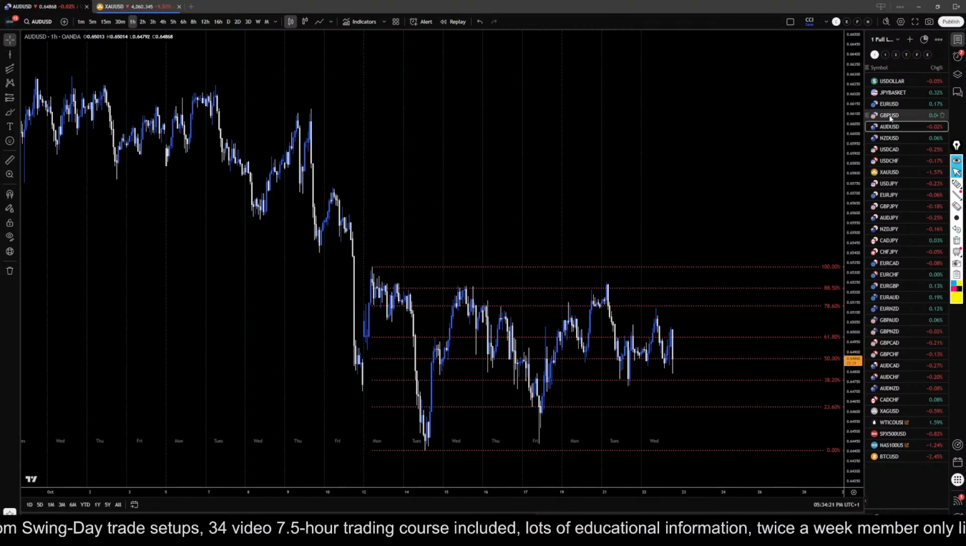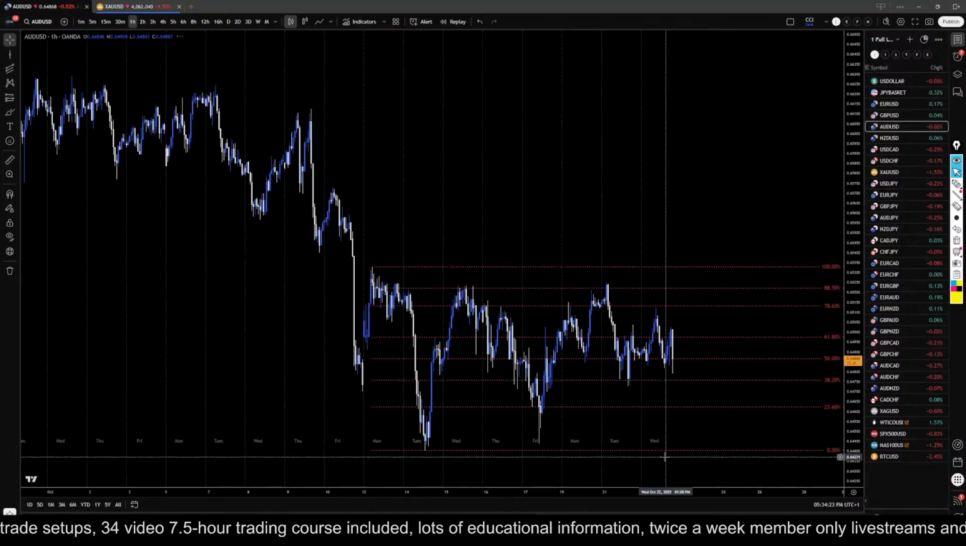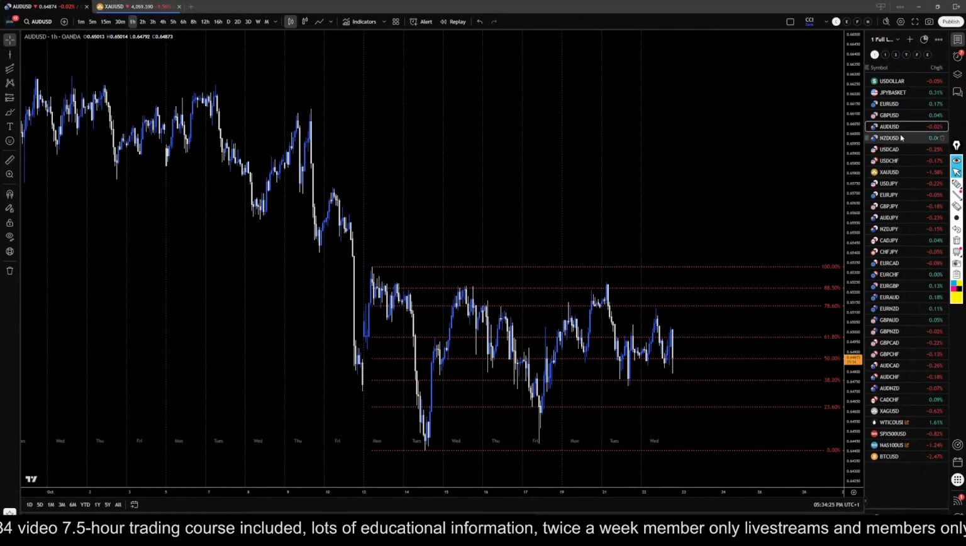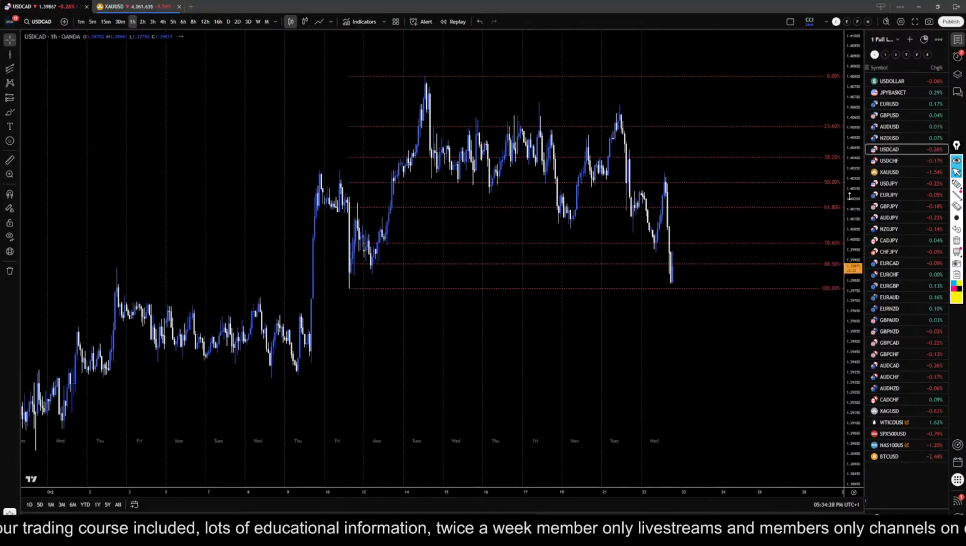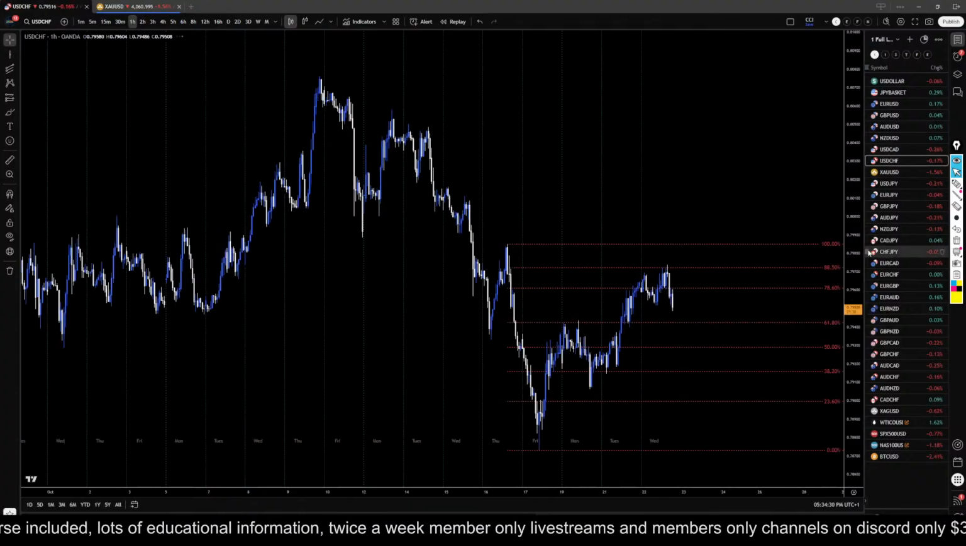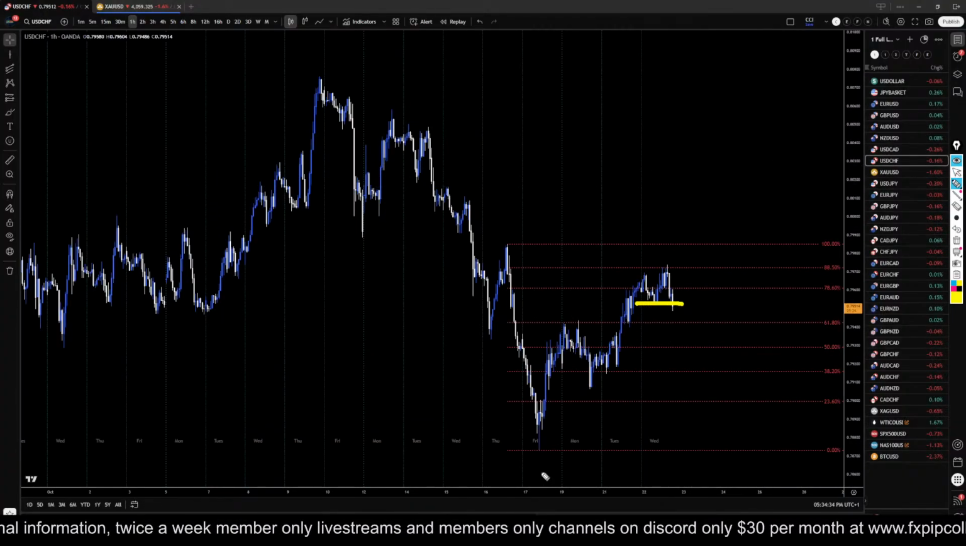Aussie, I like the euro and the pound are going up and the Aussie dollar is going down. Kiwi's going down too. Dollar CAD's down. Ooh, dollar Swiss is trying to break structure down. If that breaks and holds below structure, you can try to look for shorts on pullbacks after the break of structure.